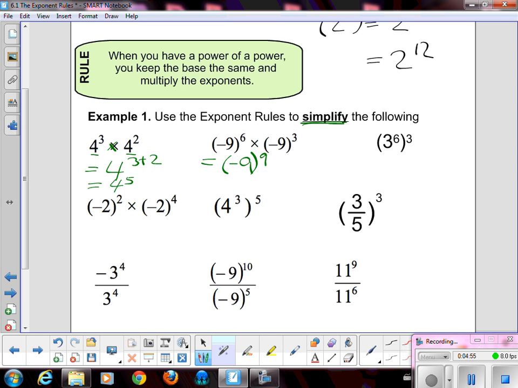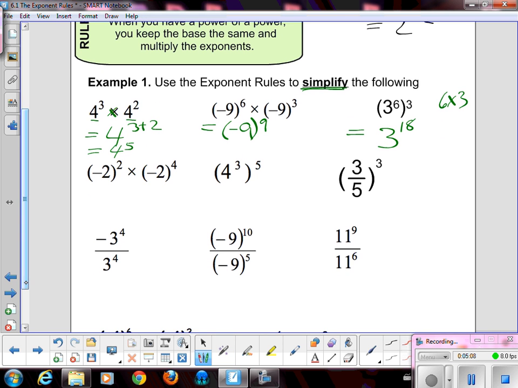So that's simplified. Okay, the next one, I keep the base of 3, power to a power, so 6 times 3 is 18, so it's to the 18. Okay, the next one, again, multiplying. My base is -2, so I have to put a bracket around the -2 because that's the base. Again, I have to add my exponents. 2 plus 4 is 6. Power to a power, so base of 4. 3 times 5 is going to give me 15.